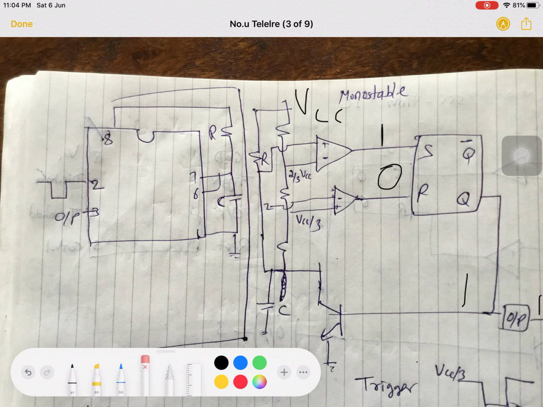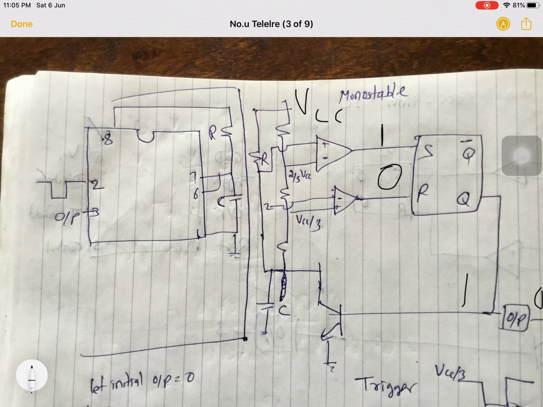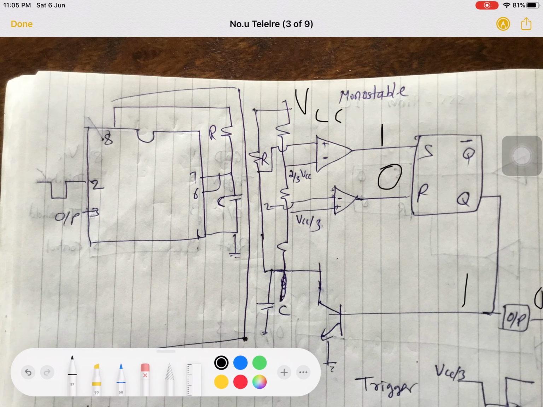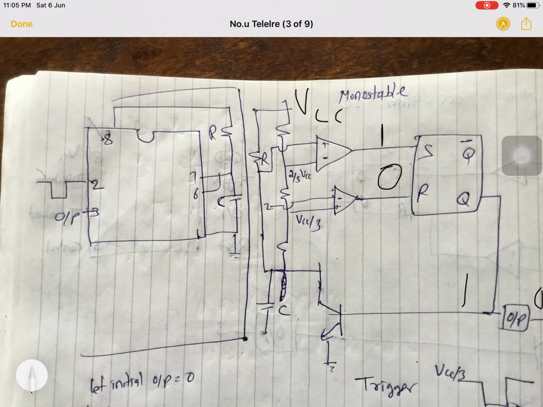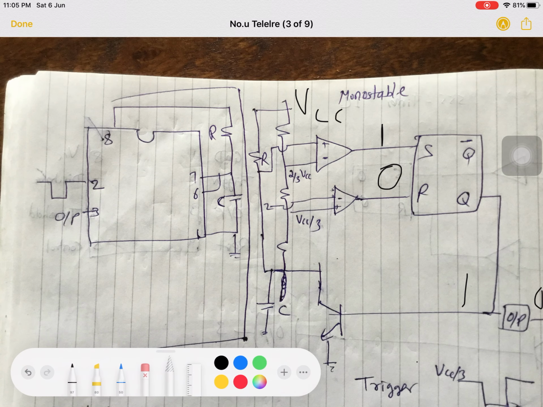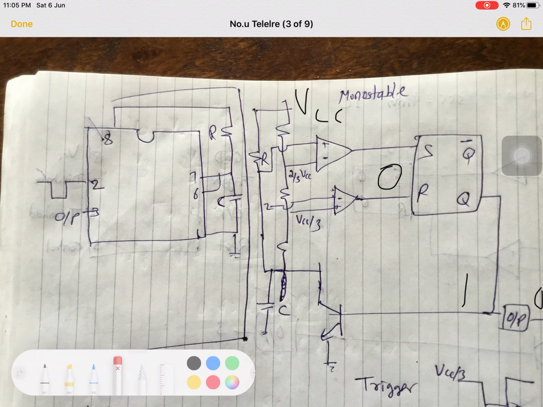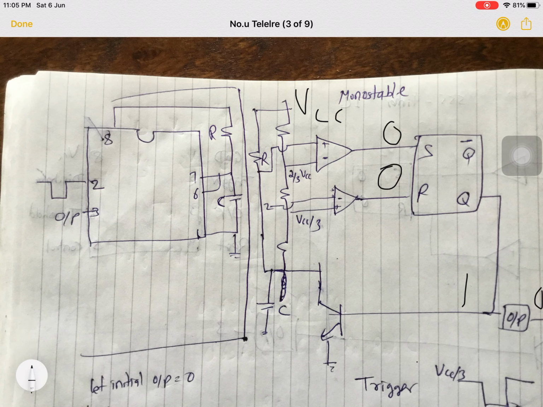Similarly, this will become 0. And again, the transistor will become short circuit. As soon as the transistor becomes short circuit, the capacitor will start to discharge, and then again the voltage across the positive terminal of the first op amp will go down below 2 by 3 VCC, and then it will become 0 again. 0 means no change, so it will continue to remain 1 and the output will continue to remain 0.